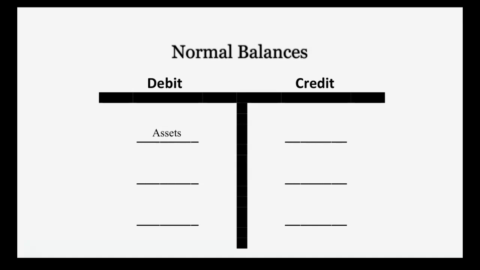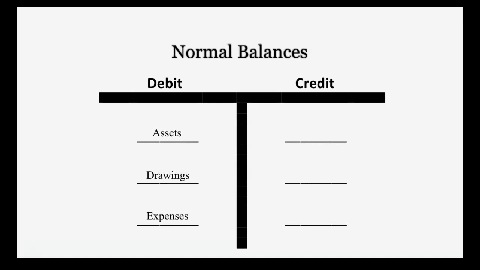So the first one is going to be assets. So things like cash, accounts receivable, supplies, inventory, all of those have a normal debit balance. Drawings, so owner's drawings, also has a normal debit balance. And then all of your expense accounts have a normal debit balance. So assets, drawings, and expenses, ADE, all go up with a debit.